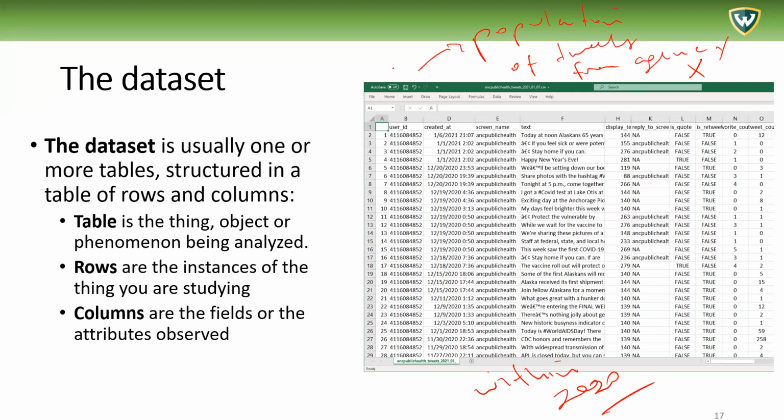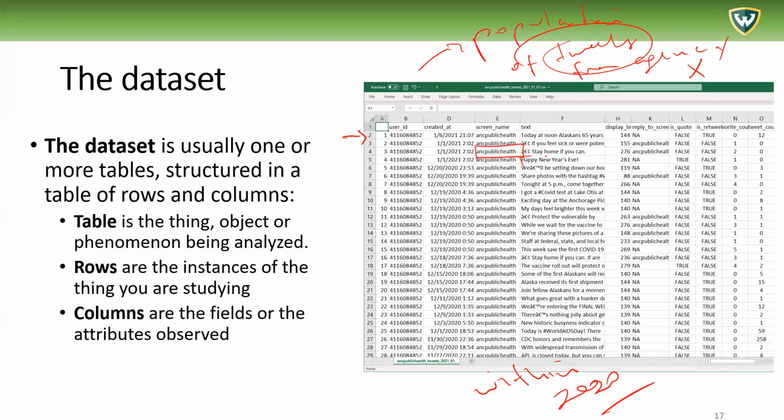So the table is this, the population of tweets. The rows are the instances of the table. Each row is a tweet. Each row is not an agency. You're going to see the agency name here.